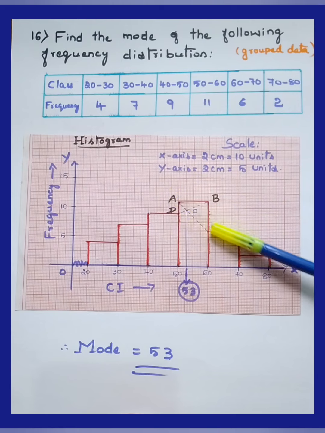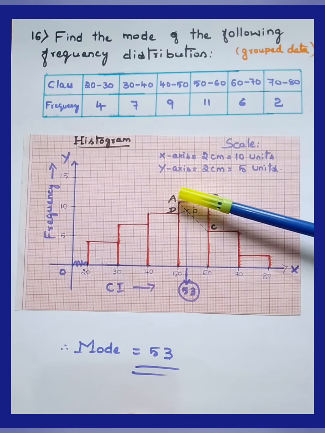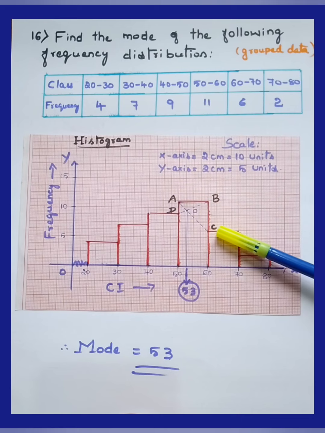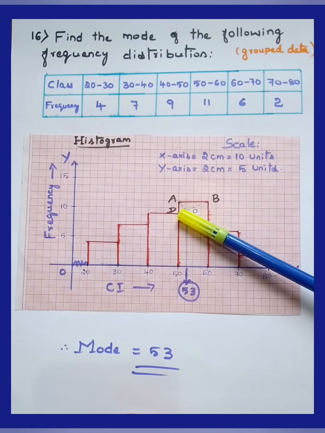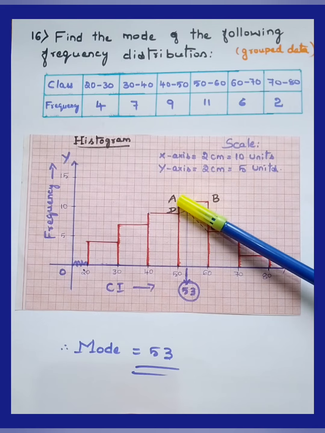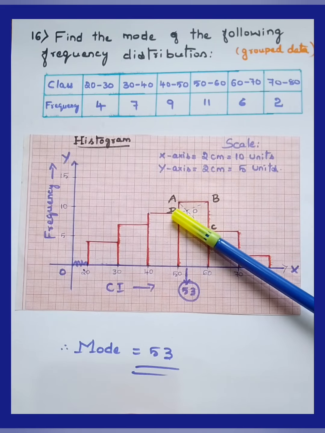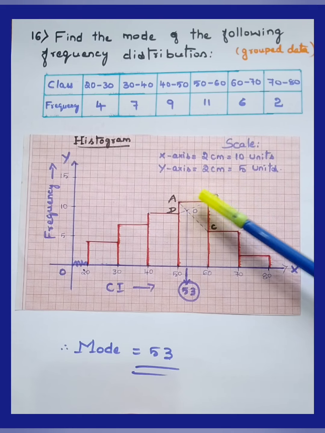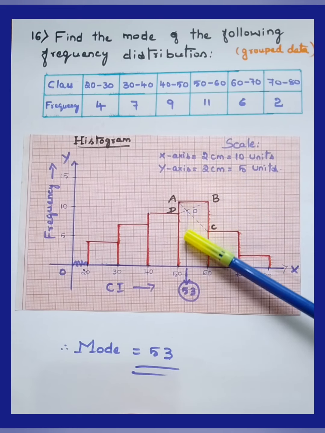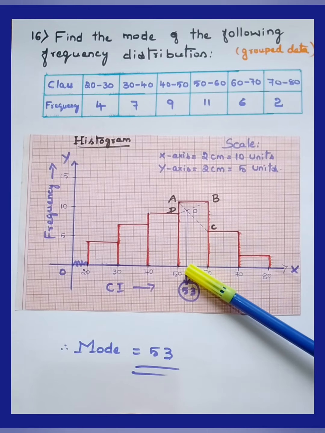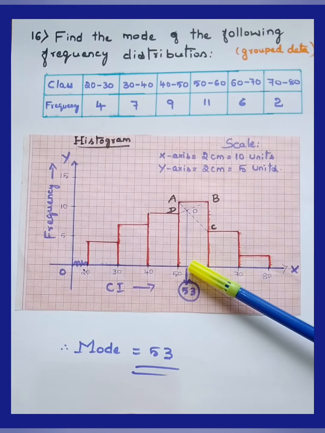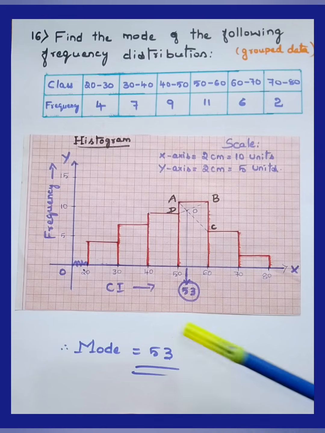Then you have to draw a cross line starting from this highest point, from A to the next point C. Then from B to D. A, B, C, D, you can make an X mark, where it starts from point A to the next bar's point, and B to the previous one. Where the lines AC and DB intersect, you have to draw a straight line to the x-axis. The value where it meets the x-axis gives us the mode. Therefore, it meets on the 53rd line. So, 53 is the mode. This is for the group data. The graph will be given.